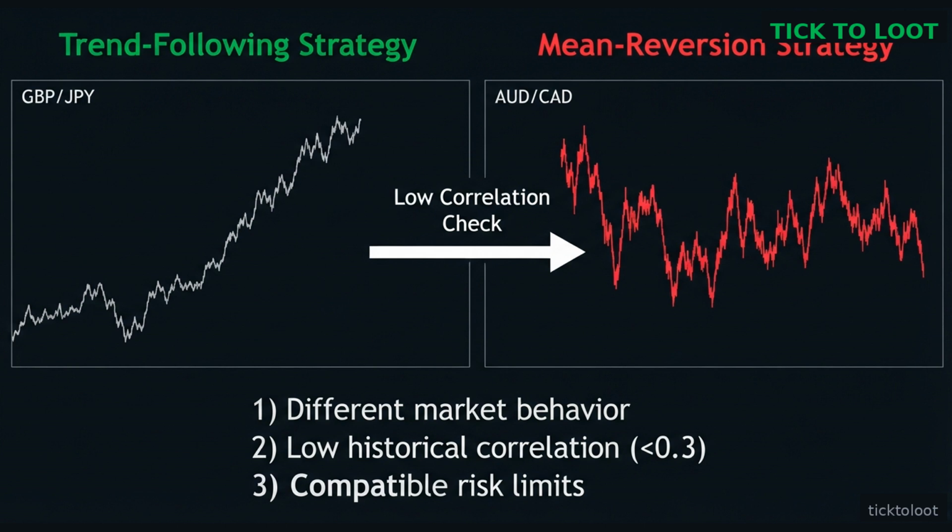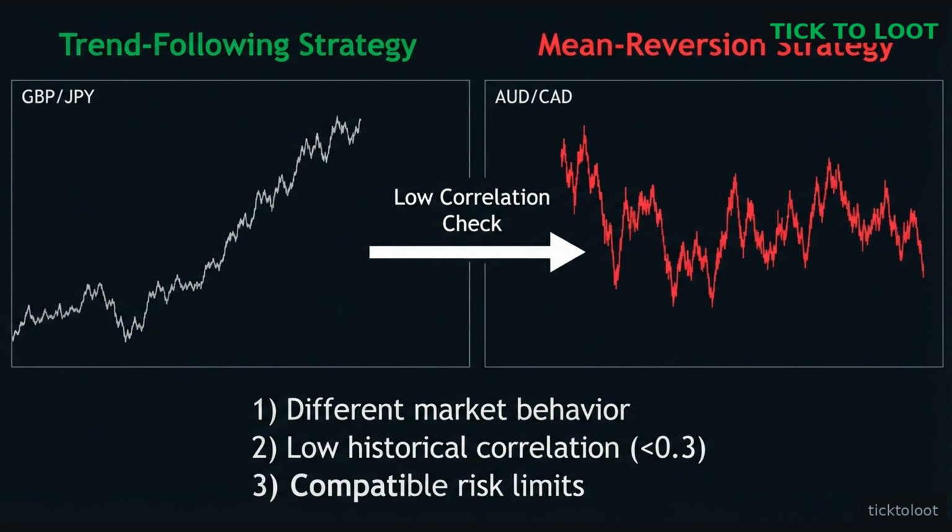Step 2. Check historical correlation. Correlation is a statistical measure that tells you how two things move together, ranging from -1, exact opposite, to +1, exact same. Grab a free charting tool. Pull up the performance curves of a potential trend bot on euro to US dollar and a mean reversion bot on Australian dollar to Canadian dollar and run a simple correlation calculation over the past 6 months. If the result is close to 0, say below 0.3, the two strategies are not moving in lockstep, which is what you want.